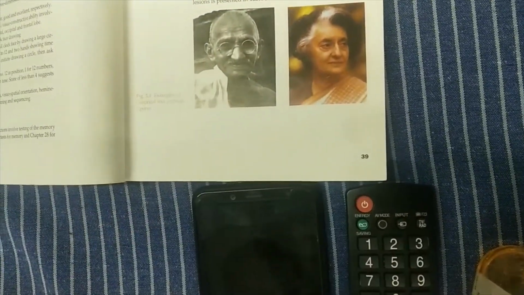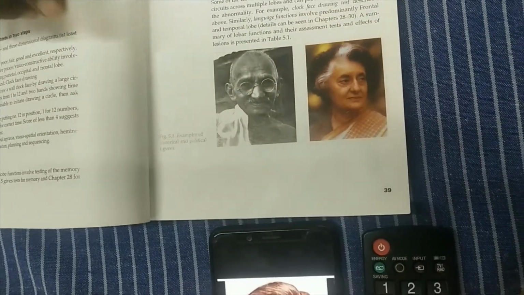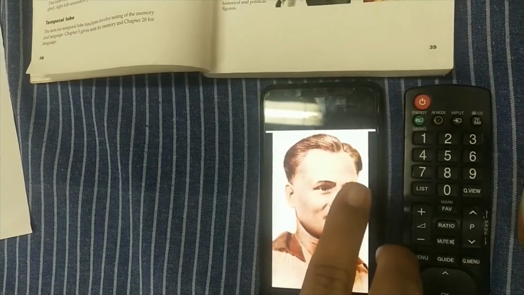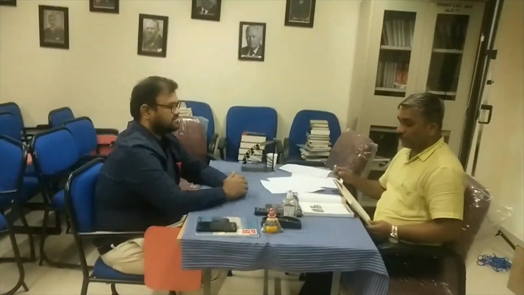This is Mahatma Gandhi. Okay, good. This is Indira Gandhi. Okay, good. Can you identify this person? This is Dhyan Chand, hockey player. Okay, very good. Now the next part of the examination is visual object agnosia.